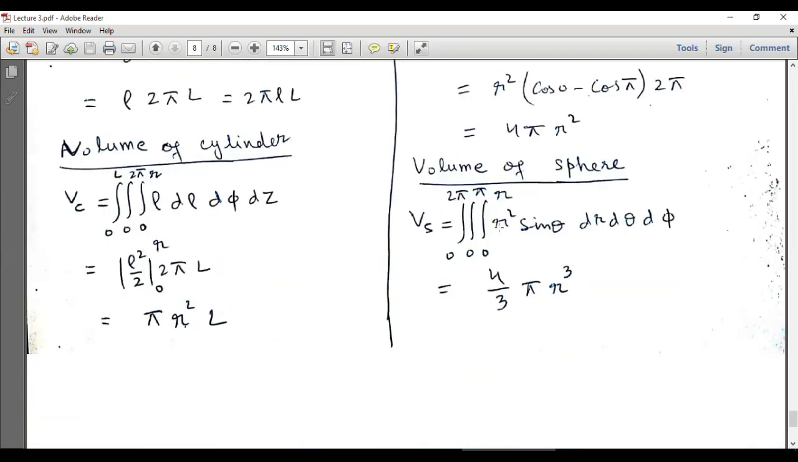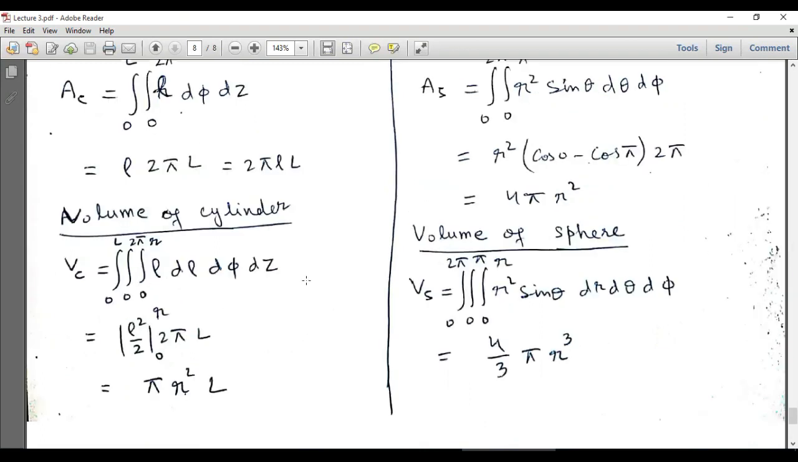The volume of the sphere can be calculated by evaluating this triple integration, r square sine theta dr d theta d phi, and by performing this integration we get the volume of the sphere equal to 4 by 3 pi r cube. This is also the famous expression for the volume of a sphere, and this is how the areas and volumes of the cylinder and sphere are calculated.